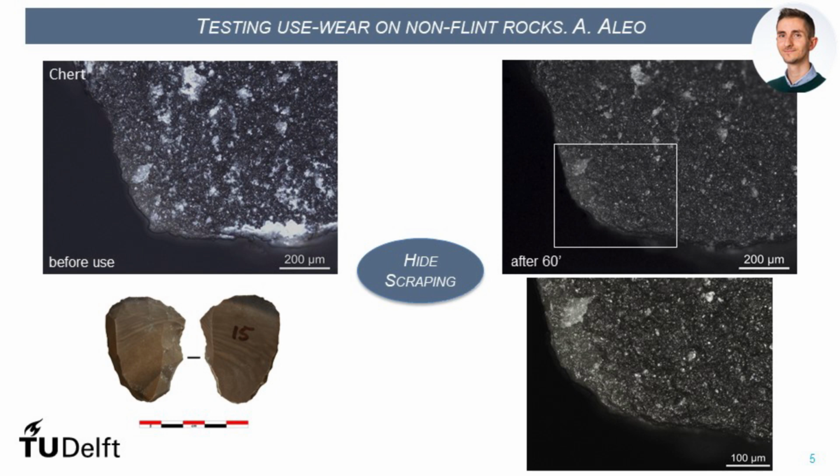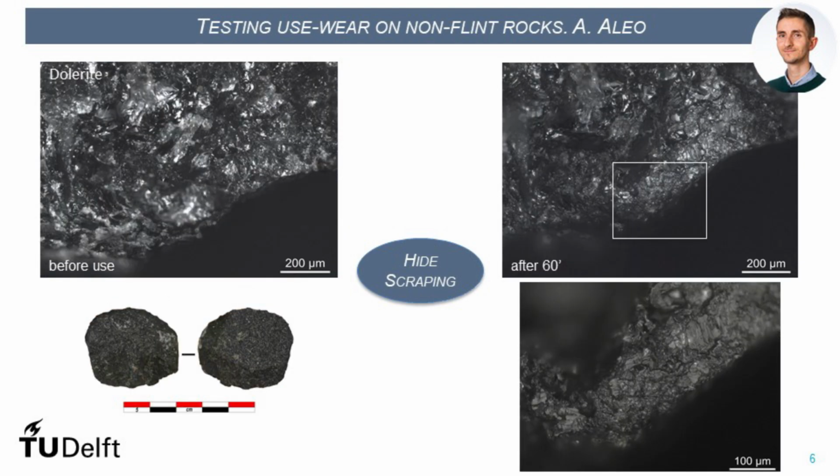rough and greasy texture. On the dolerite scraper, a moderate edge rounding and an invasive polish formed after the scraping activity. Polish distribution is not uniform along the used edge because of the uneven microtopography of this rock. Polish developed in isolated patches with a granular texture and a flat topography.